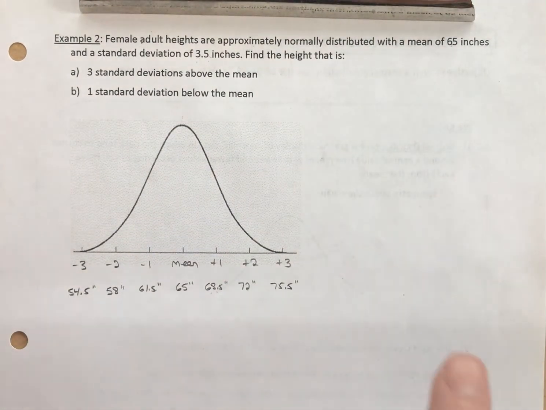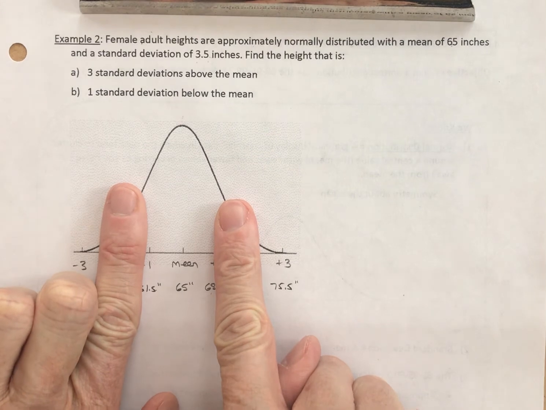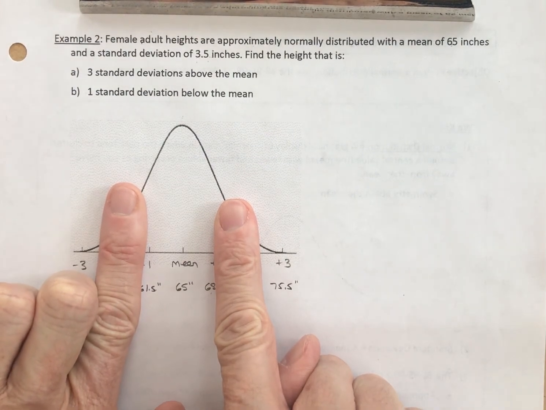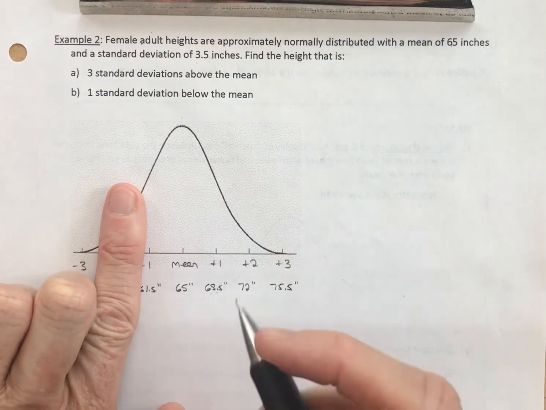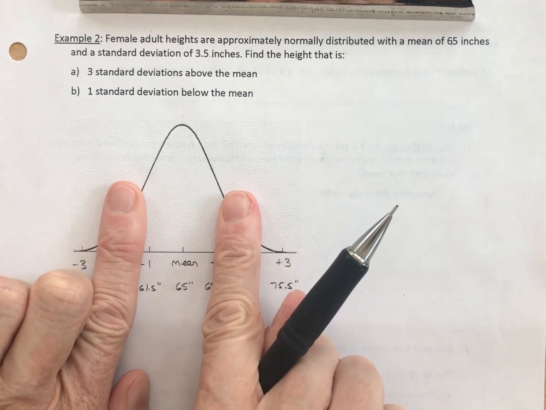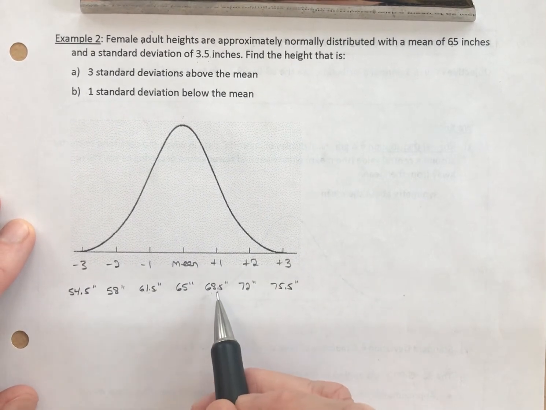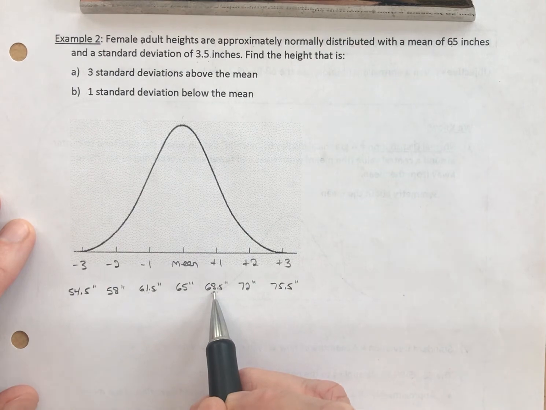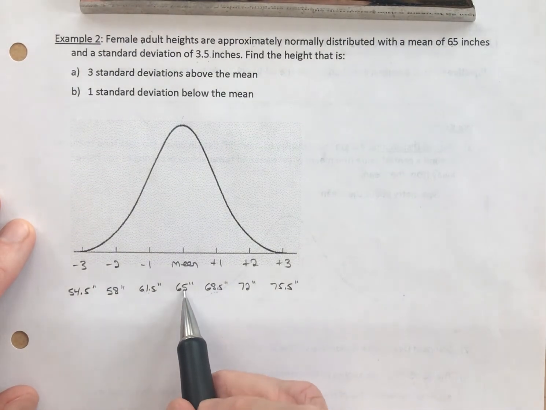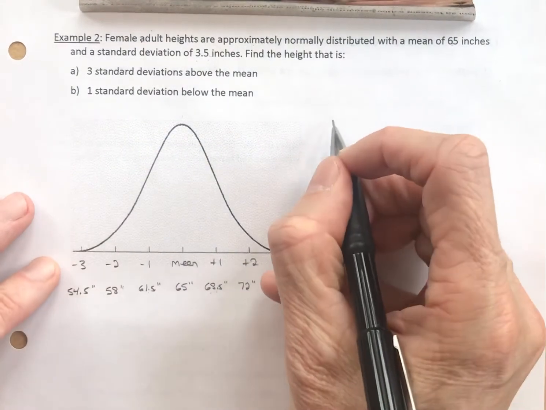Okay, so remembering our 68, 95, 99% rule, 68% of women, female adults, fall between 61.5 inches and 68.5 inches. So this is 5'1.5", and this is 5'8.5", with a mean of 5'5". Okay, so let's answer these 2 questions.